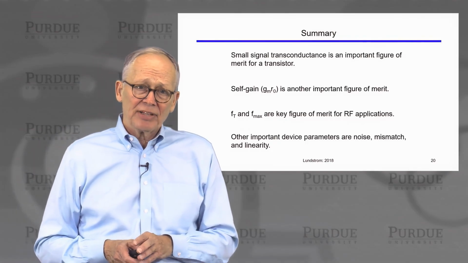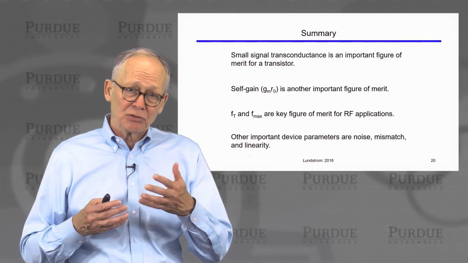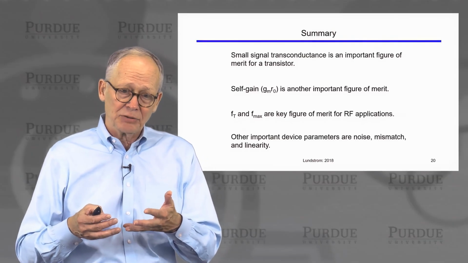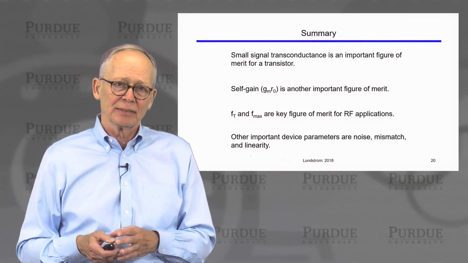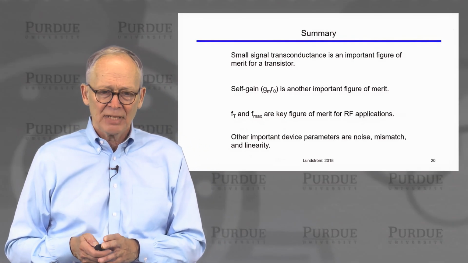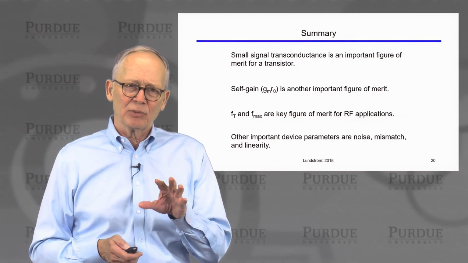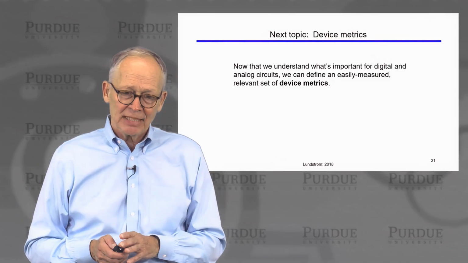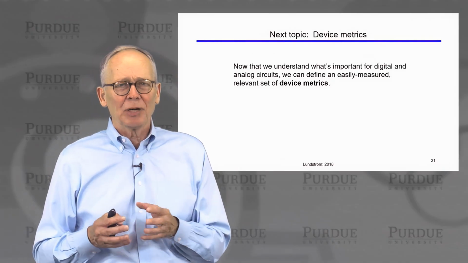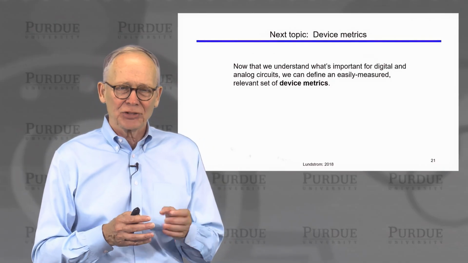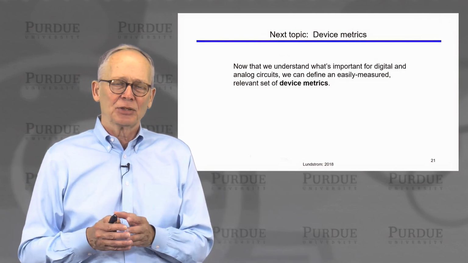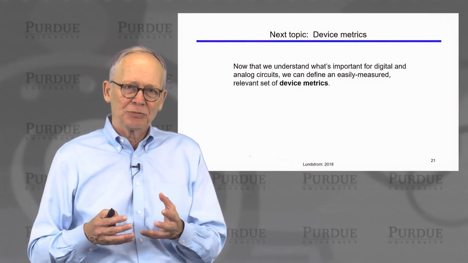Okay, other important figures of merit: if the transistor looks promising from these first three figures of merit, then we would look in more detail at some additional figures of merit. Okay, so that's a quick summary of what I hope you'll take away from this very brief look at analog circuits. So what's next? So we now appreciate a little bit about digital circuits and a little bit about analog circuits. So now we can turn to the question about device metrics.